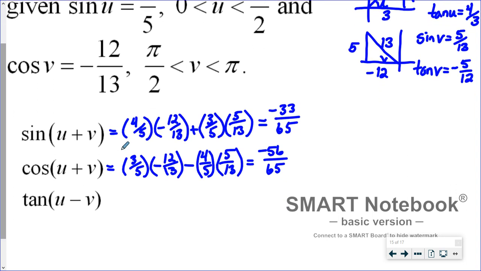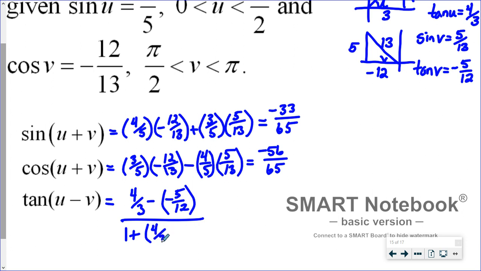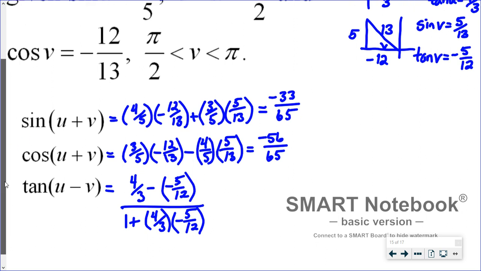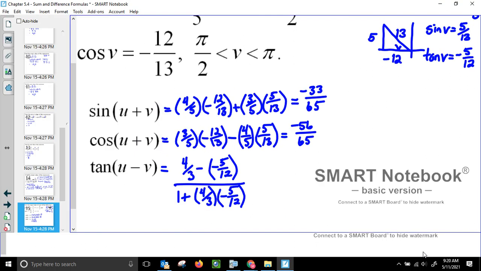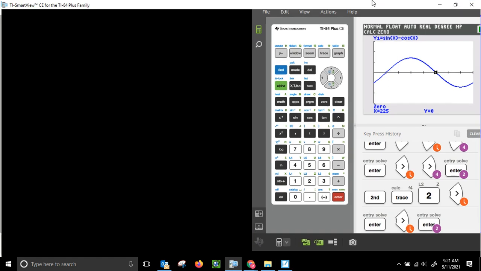Of course, tangent is the one that's a little bit more complicated formula-wise, but still not bad. So tangent of u minus v is equal to tangent of u minus tangent of v over 1 plus tangent of u times tangent of v. Again, you can just plug this into your calculator, right? And honestly, that's probably the far easier method to use here.